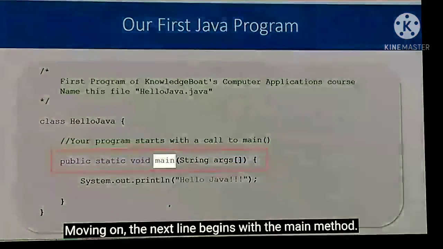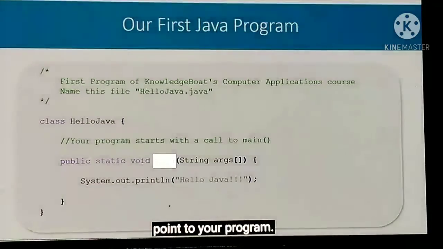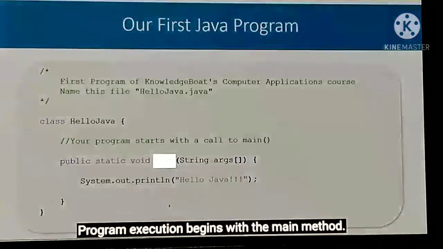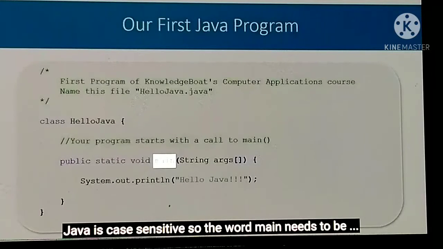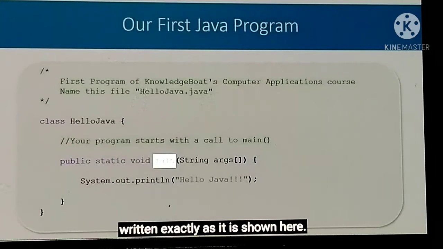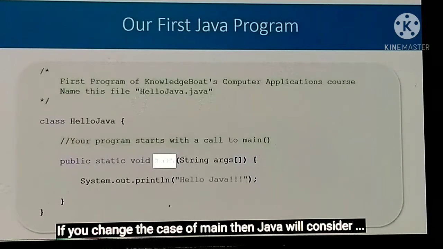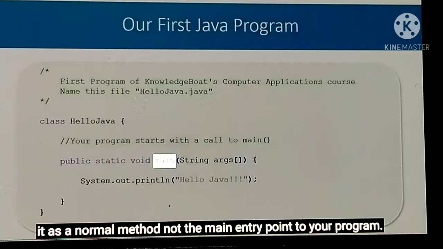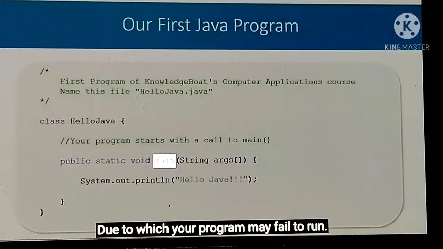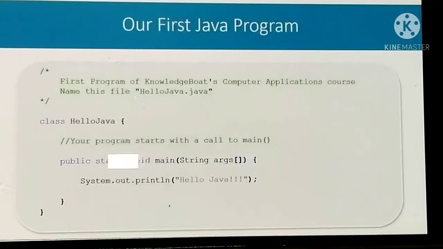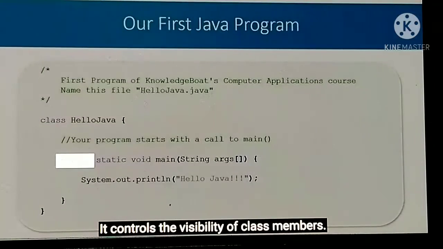Moving on, the next line begins with the main method. As the name suggests, the main method is the main entry point to your program. Program execution begins with the main method, and it is case sensitive. If you change the case of main, your program may fail to run. You also have to write public and static.